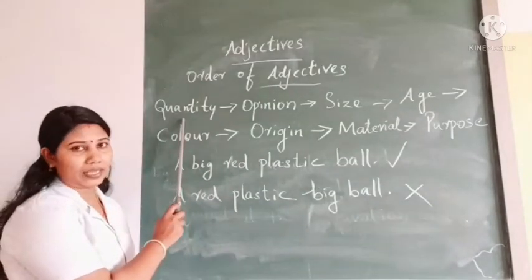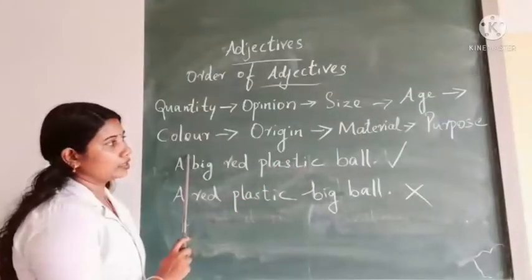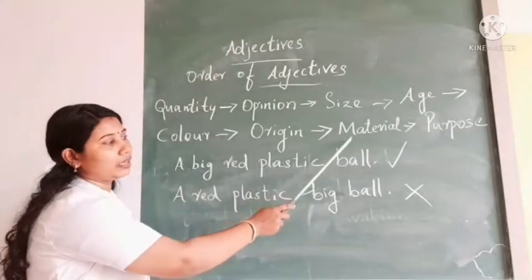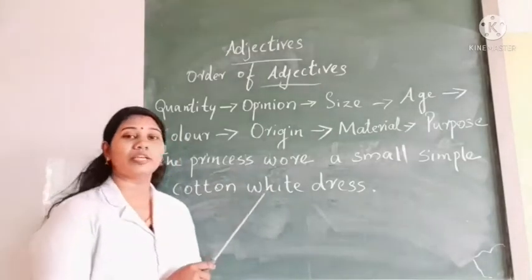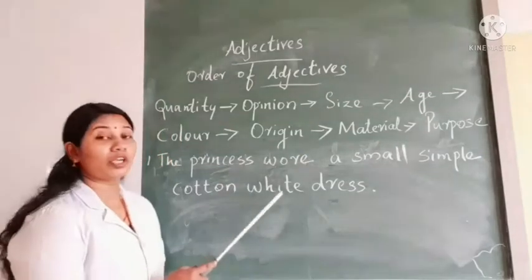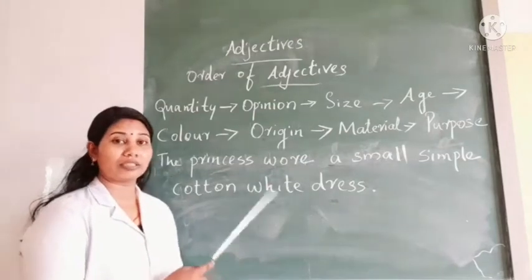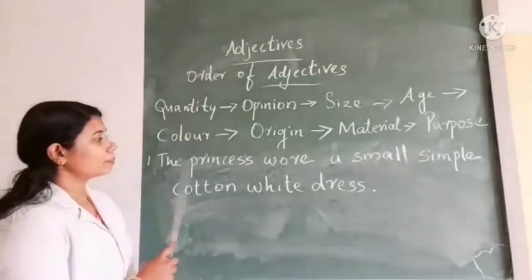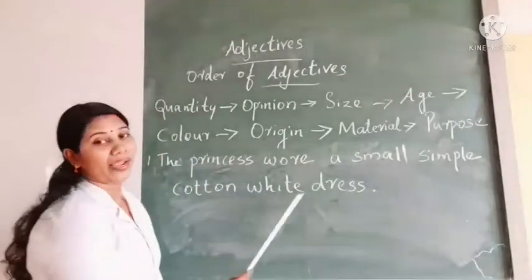First one, quantity, then opinion, size, age, color, origin, material and purpose. This is the first question given in our textbook activity B. Let's take how can we order this sentence. How can we place the adjectives in the order? The princess wore a small, simple, cotton white dress.